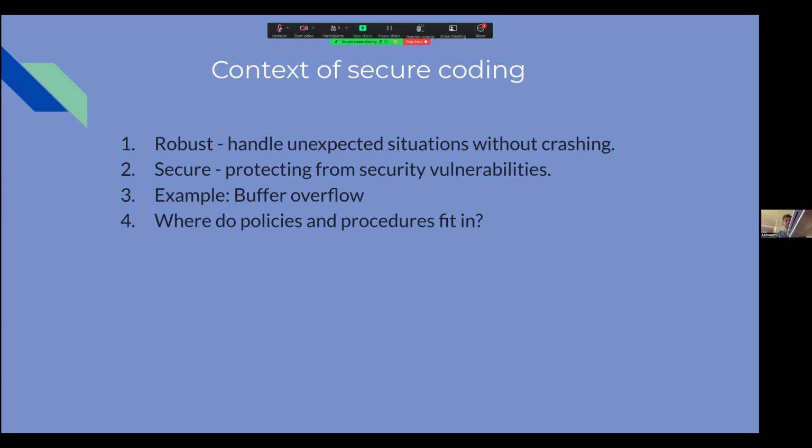So I think I can move to the next slide if there's no confusion or there are no more questions on where we are placing secure coding.